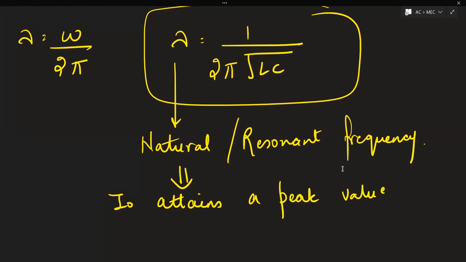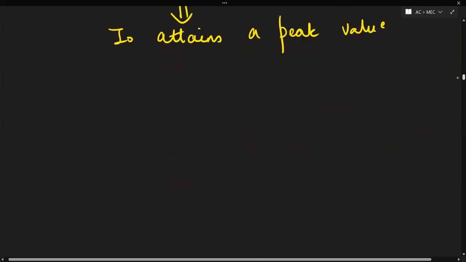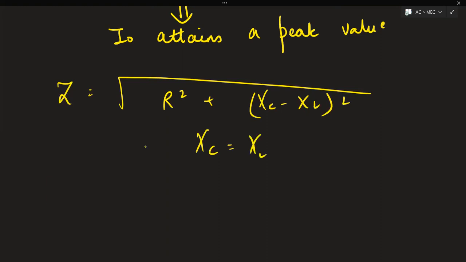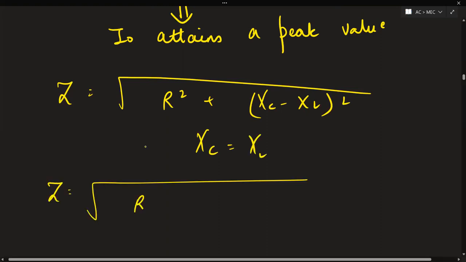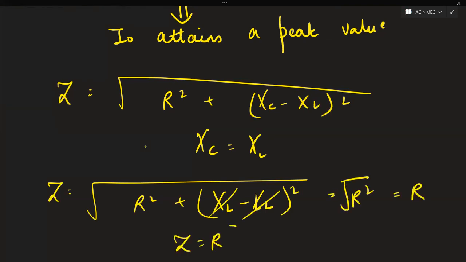Now here, one more important thing. Firstly, you have to remember XL is equal to XC. If XL is equal to XC, what will happen in the formula under root R square plus (XC minus XL) whole square? XC will be equal to XL. So you can write R square plus XL minus XL. These will cancel. You will get under root R square, which will be equal to R. So Z becomes equal to R. Then only you'll have a lesser value.